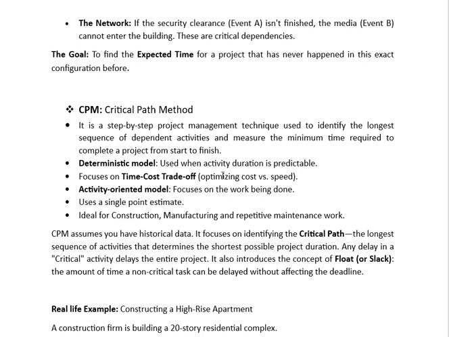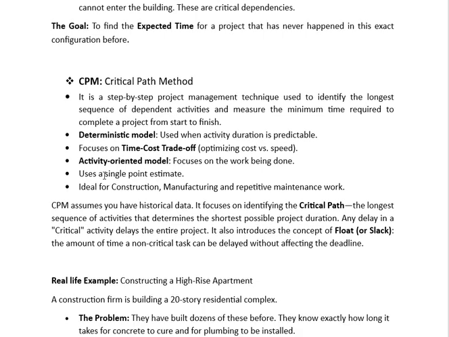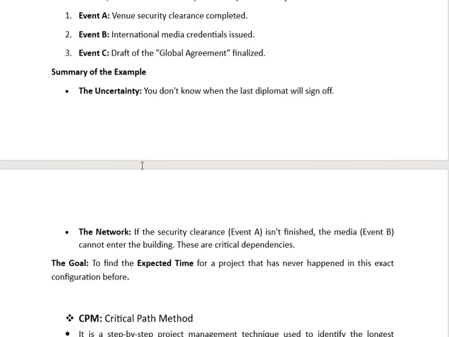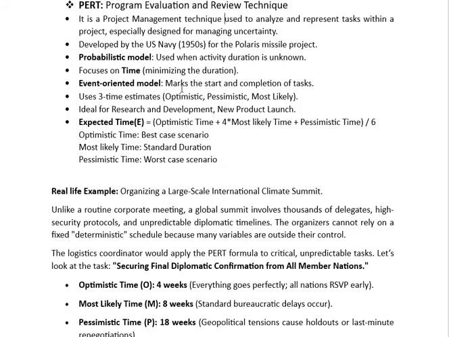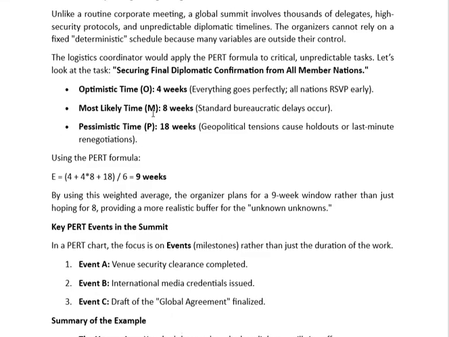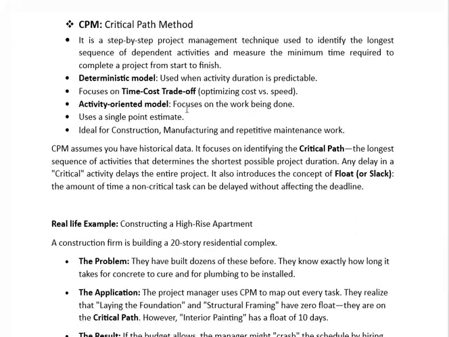Focuses on time-cost trade-off, optimizing cost versus speed. It is an activity oriented model. PERT is an event oriented model. Okay, but CPM is an activity oriented model. Focuses on the work being done. Uses a single point estimate. PERT uses three time estimates, optimistic, pessimistic, and most likely, but CPM uses only a single point estimate. It is ideal for construction, manufacturing, and repetitive maintenance work.